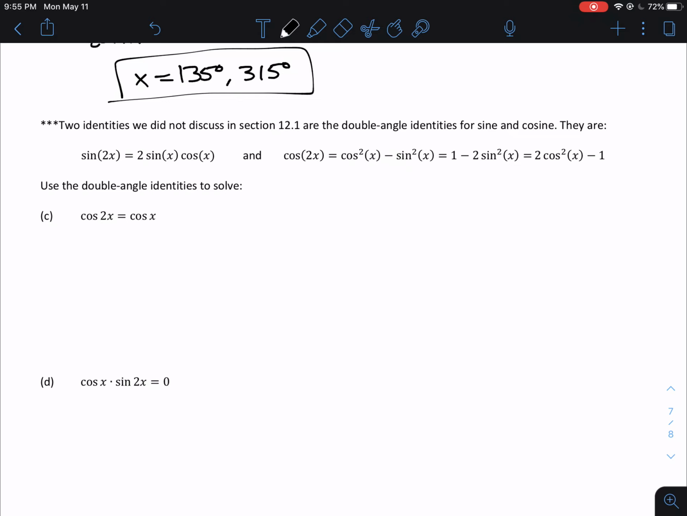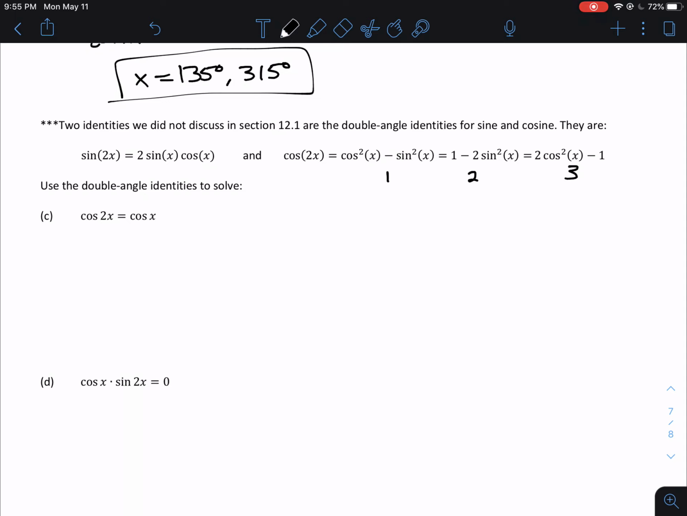So when you've got cosine of 2x, you actually have 1, 2, 3 different expressions that you can use in place of cosine of 2x. So let's use these identities to solve a couple more problems. The first one, we've got cosine of 2x is equal to cosine of x.